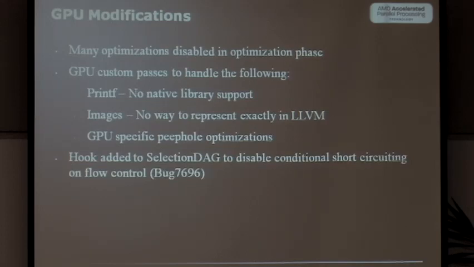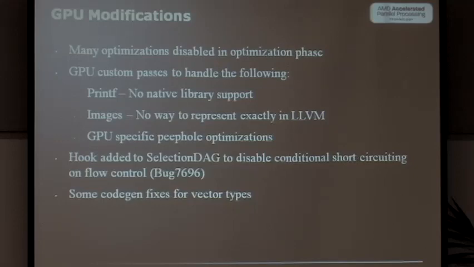This is the one hook I have added to the LLVM core, in SelectionDAG. There's a part of the code that will turn an A and B and C conditional into if A, if B, if C, and that's very inefficient for the GPU. So I've created a bug and added a patch for that. If you have very similar hardware, you might want to look into that, see how it helps with your performance. There have been some codegen fixes for vector types.